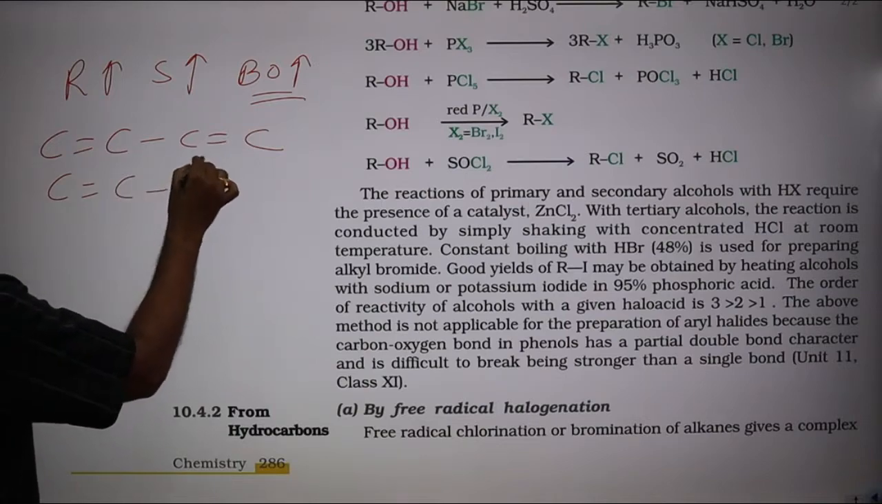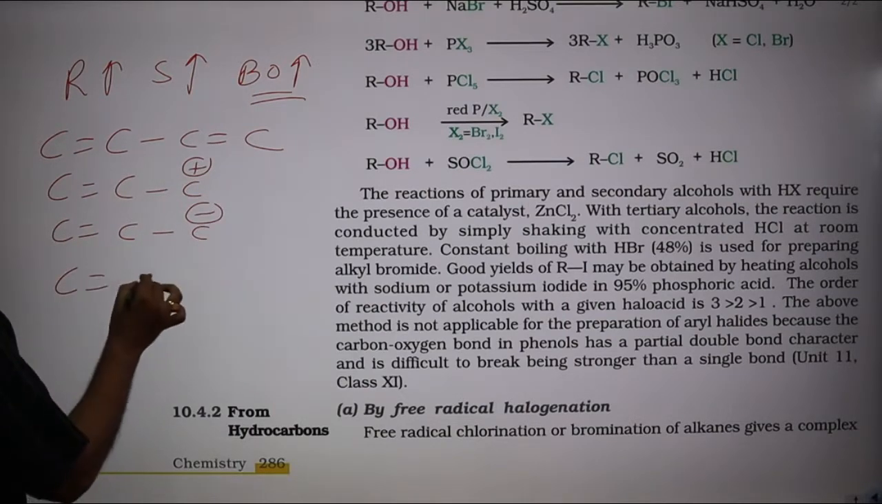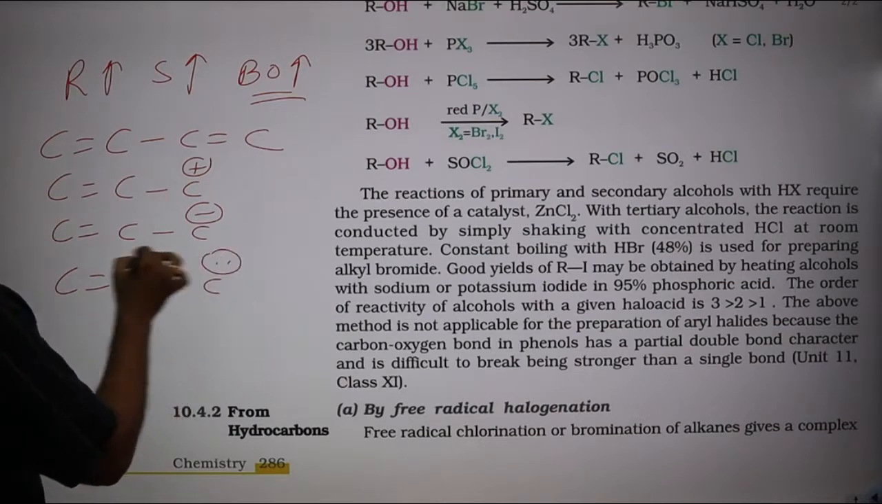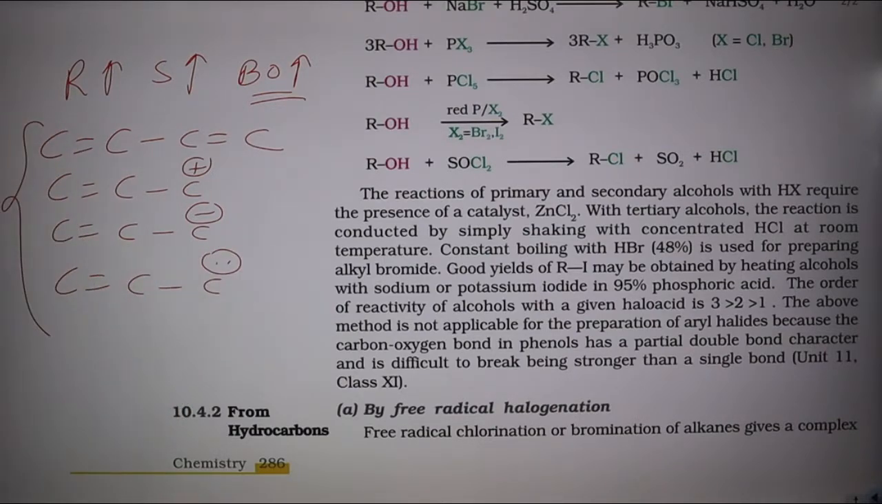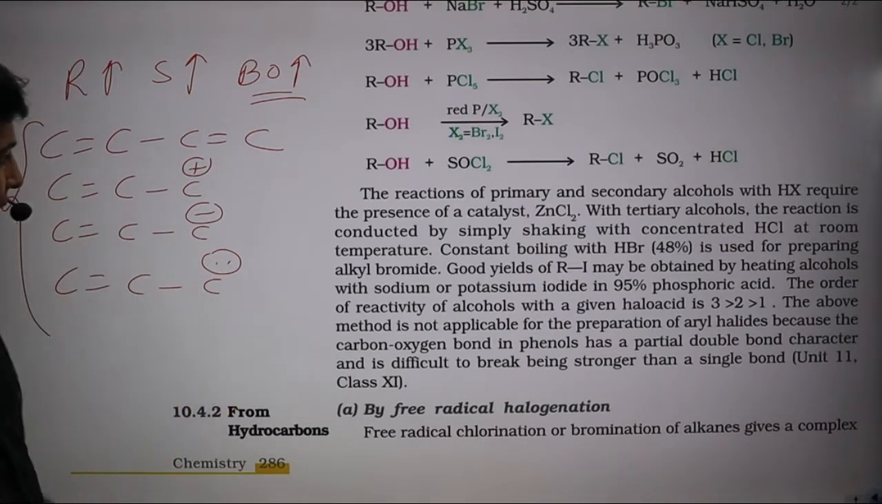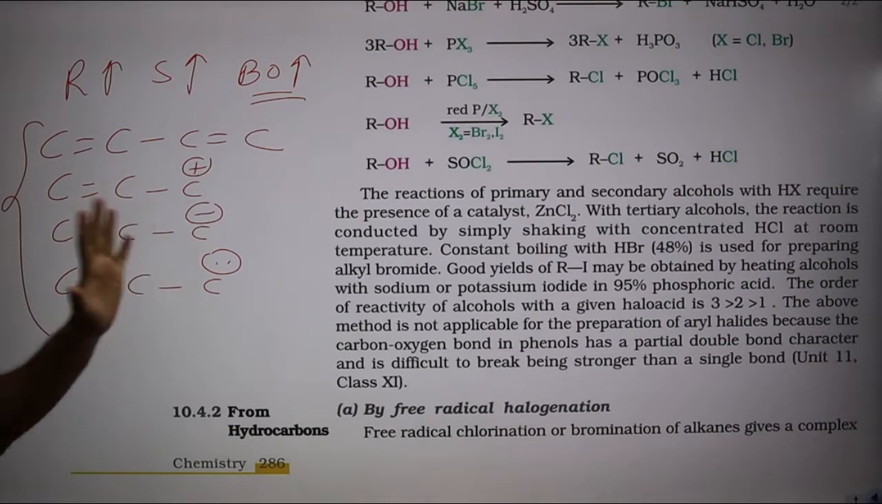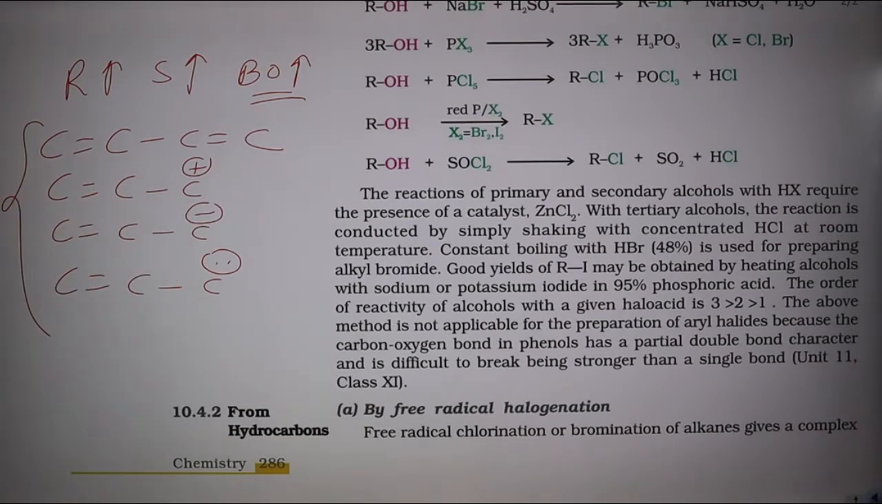Double bond, single bond, positive charge, conjugated system. Double bond, single bond, negative charge, conjugated system. Double bond, single bond and lone pair. Keep in mind, if any of these systems are given, they are considered as a conjugated system and resonance will be there.